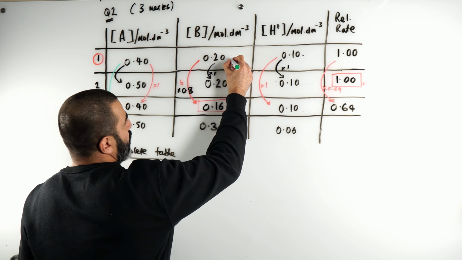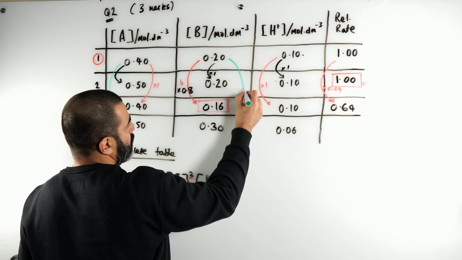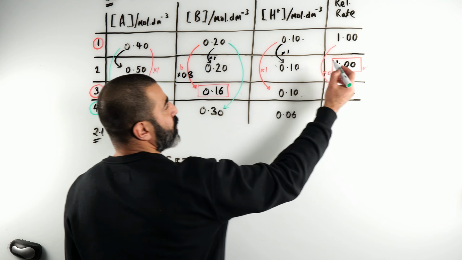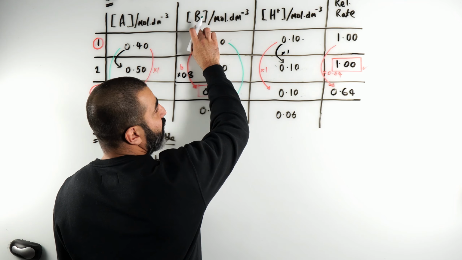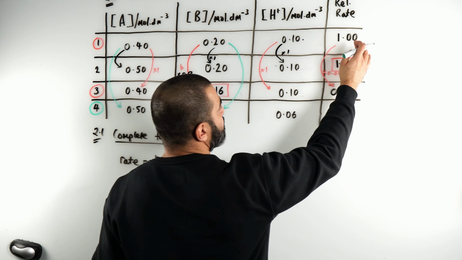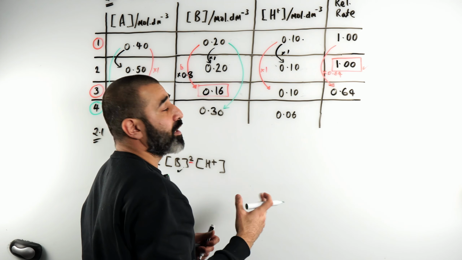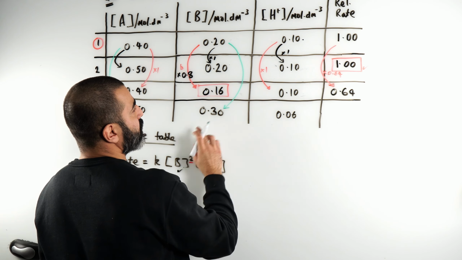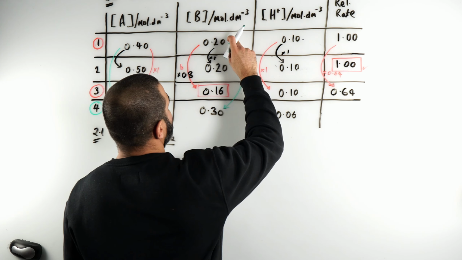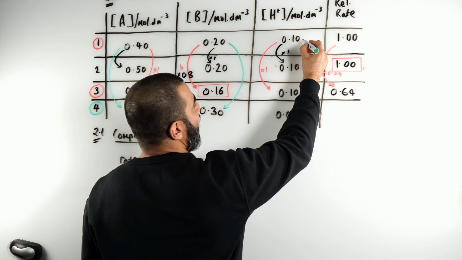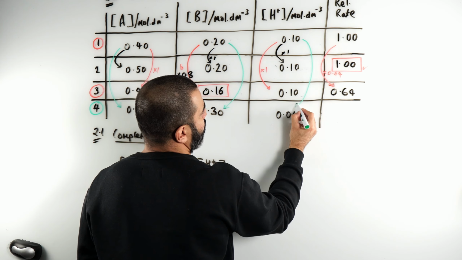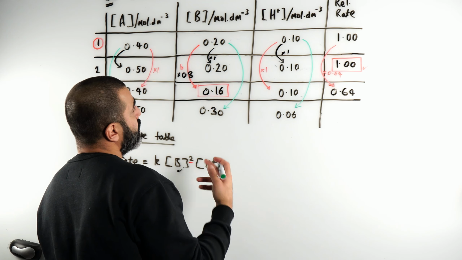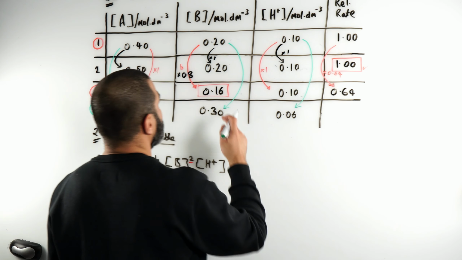So let's have a look, going from runs 1 to 4 for B, okay? So now what we're going to do is look at B first, see how B changes the relative rate. Then we're going to have a look at the effect of the hydrogen ions changing the relative rate, because we've got two variables changing at the same time. So you can see that the concentration of B is changing and the concentration of the hydrogen ions is also changing, okay? So you've got two things changing at once here. So let's tackle B first.